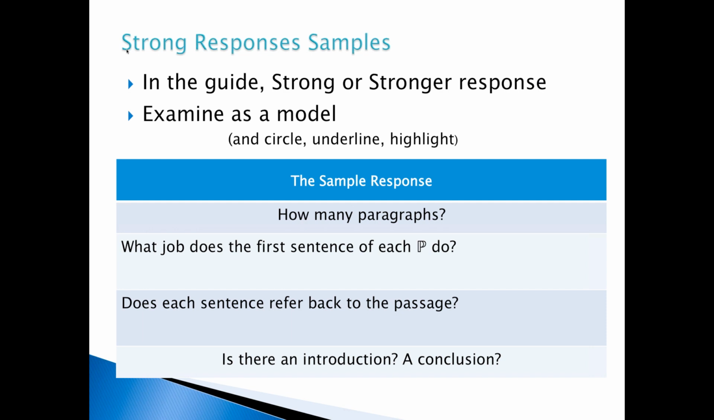When you look at the samples, they'll have strong or stronger responses. Some of them, the new exams, I think just have a response, which we can assume they think is good enough, if not strong. Really examine the model. How many paragraphs? What job does the first sentence of each paragraph do? Does each sentence refer back to the passage? That's certainly true in the CST. That will be very, very true in the EAS exam, and it will also be true in the ALST for those sessions about evaluating argument.